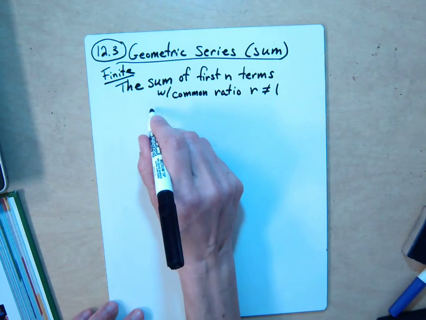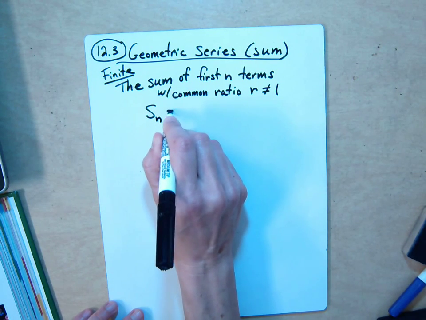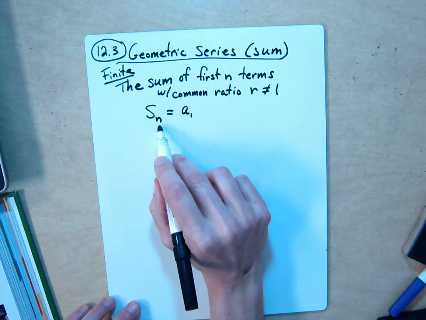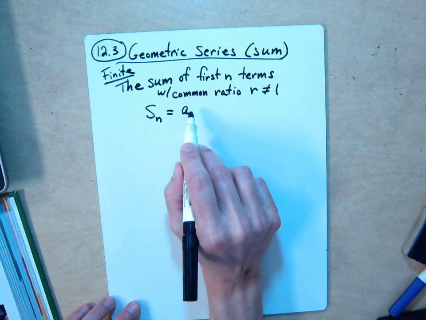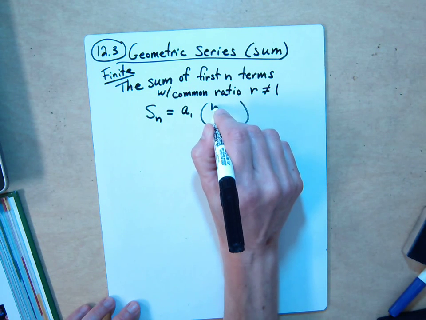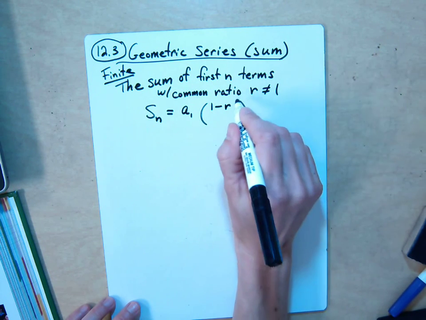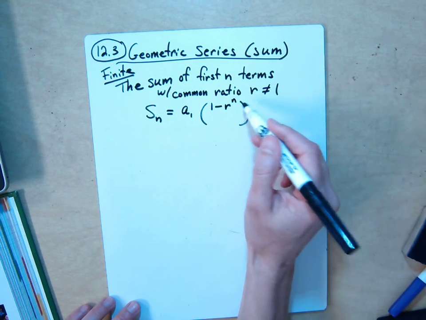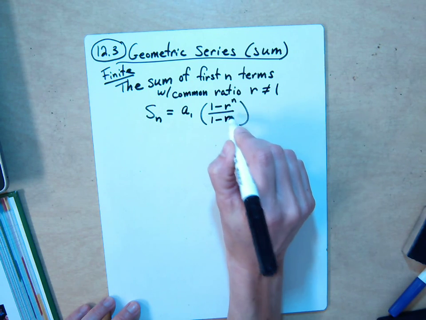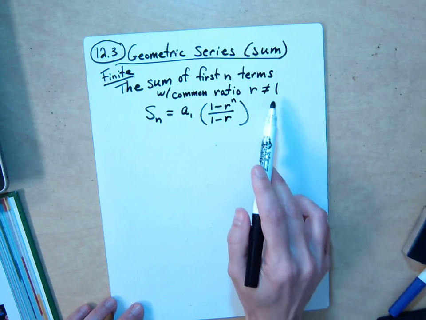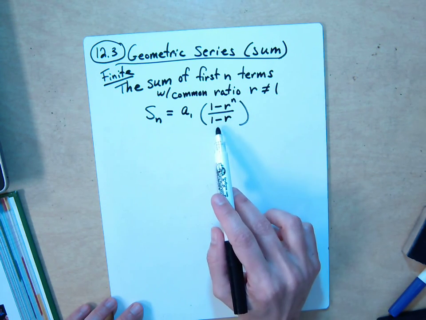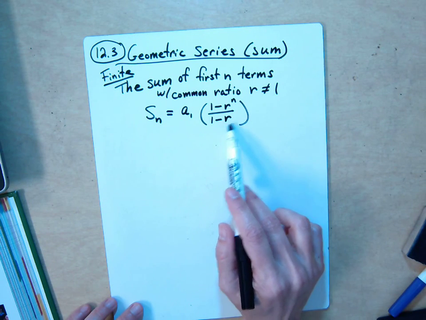And it is this. S sub n equals, you take the first term, a sub 1. So like for the sum of the first, say, 5 terms, s sub 5 equals the first term, you have to find that, times, and then it's just 1 minus the common ratio raised to the n power. So if it were the first 5 terms, n would be 5, over 1 minus r. And you can see that you can never divide by 0, and that's why this formula would not even work if r was 1, because you can't divide by 0.